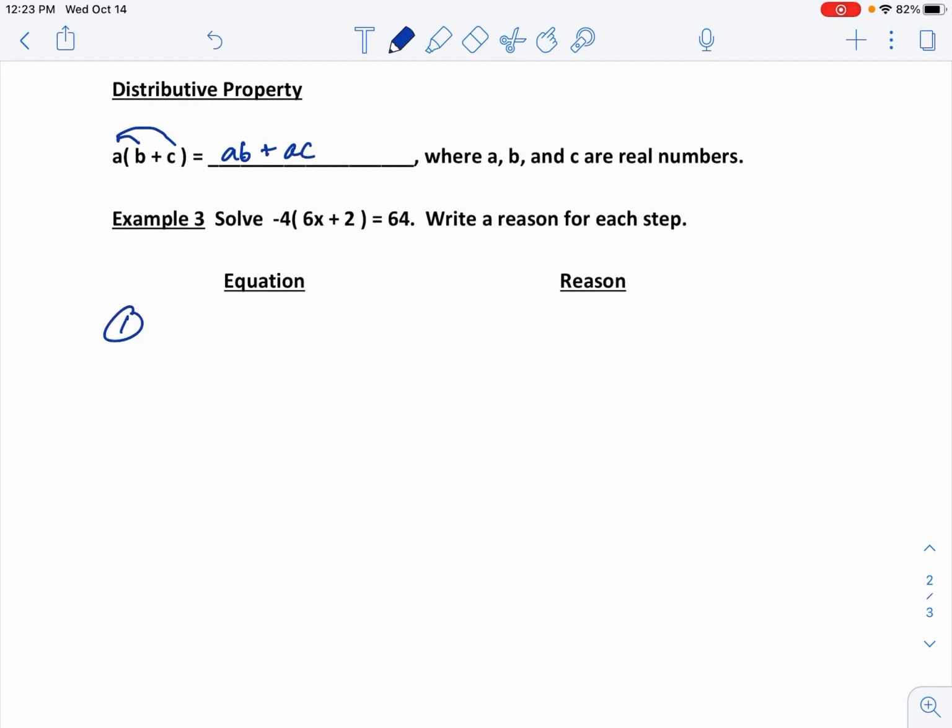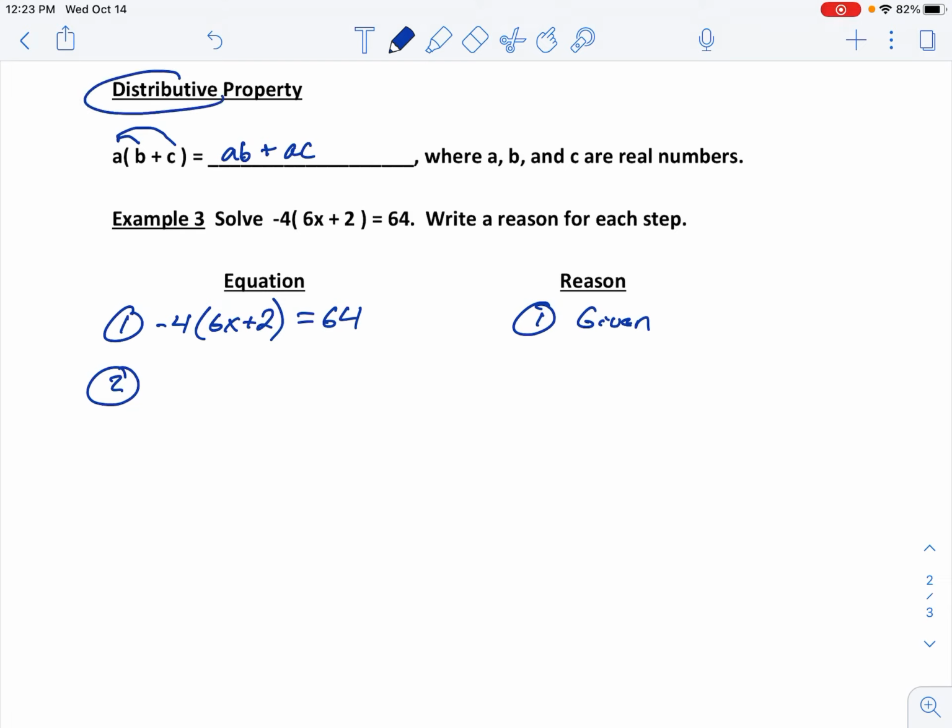Solve, and I'm going to go ahead and write it down as I say it. For our step number 1, negative 4 times quantity 6x plus 2 equals 64. Our reason, given. Again, for a third time, and it's not going to change. You start off with your given information. Your reason is given.